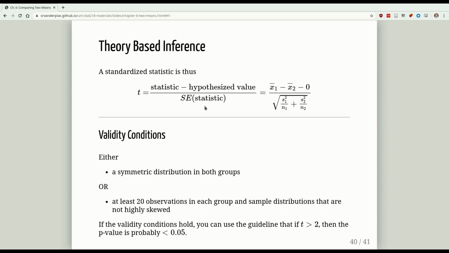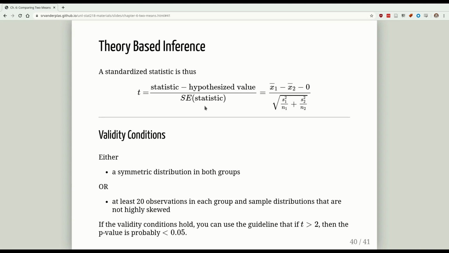And just like with the validity conditions in Chapter 3, we have two options. If both groups have a symmetric sample distribution, then we can proceed with theory-based inference. Or if both groups have at least 20 observations each, and the sample distributions aren't really highly skewed, then we can also proceed with theory-based inference. Both of these are designed to ensure that the x1 bar minus x2 bar quantity is normally distributed.